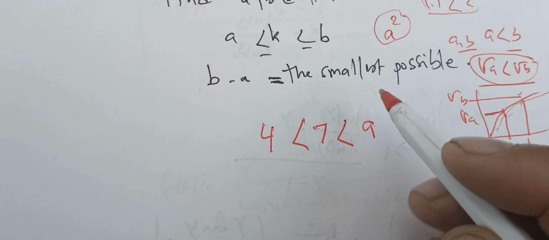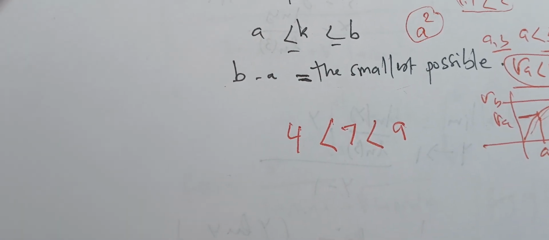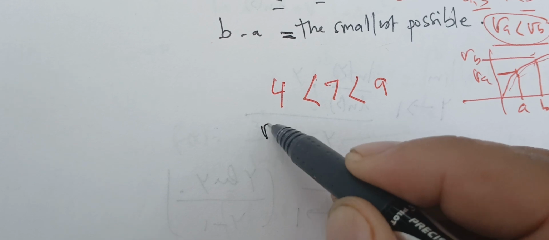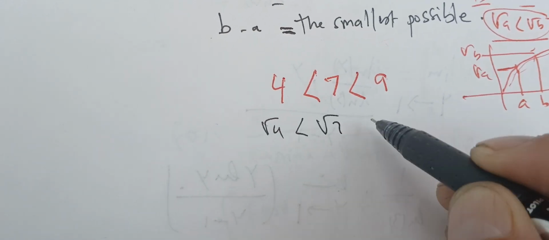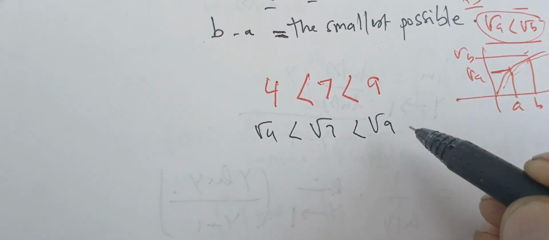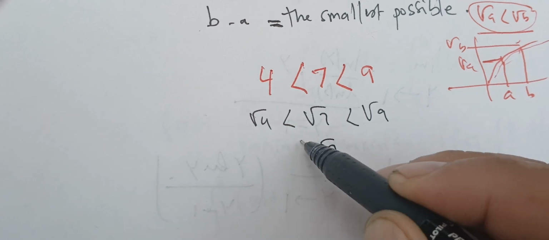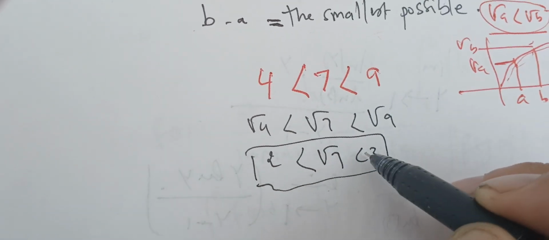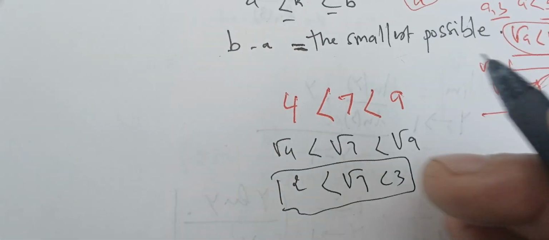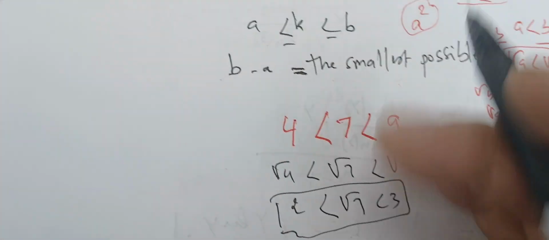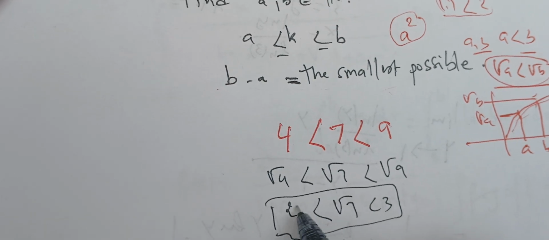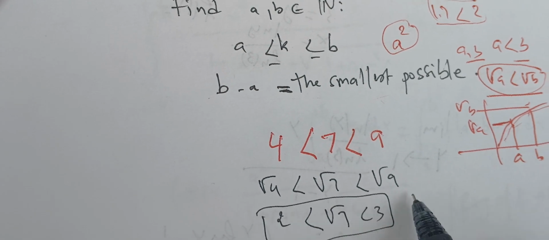Now, when we take the square root, remembering that it's increasing, we have the square root of 4 less than the square root of 7 less than the square root of 9, and therefore the square root of 7 is between 2 and 3. I know that you know this, but this is just showing why, because with bigger numbers we couldn't say that the number is between these.